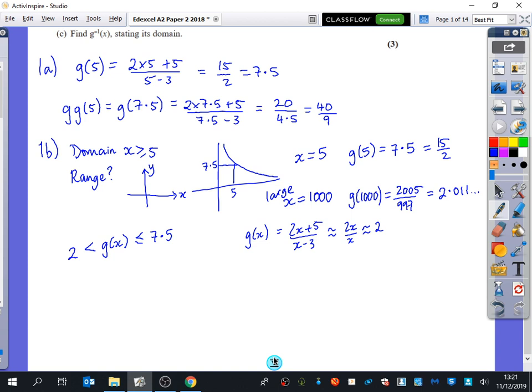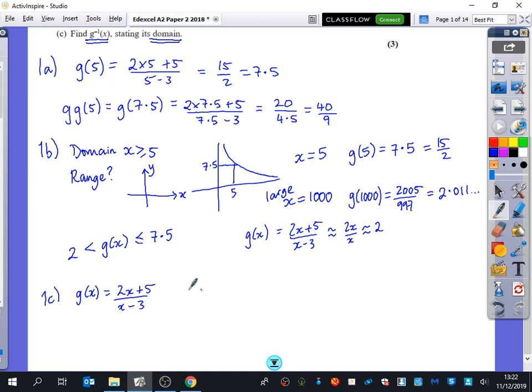Okay, part C of the question is asking for us to do two things. It wants us to find the inverse of the function. It also wants us to write down the domain. Many of you forgot how to find the inverse, or you confused this with doing the derivative of the function. So let's just remind ourselves, our function is 2x plus 5 over x minus 3.